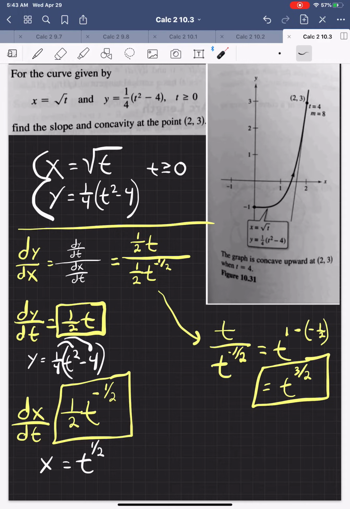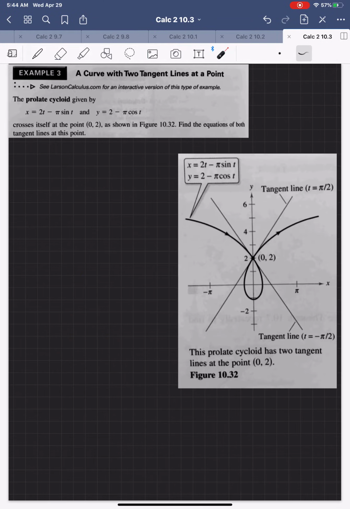Derivatives of parametric equations are not that bad, except when they're that bad, right? So here's the problem that we run into. Now this last problem was really nice because there's only one tangent line at that point. But here's the problem.